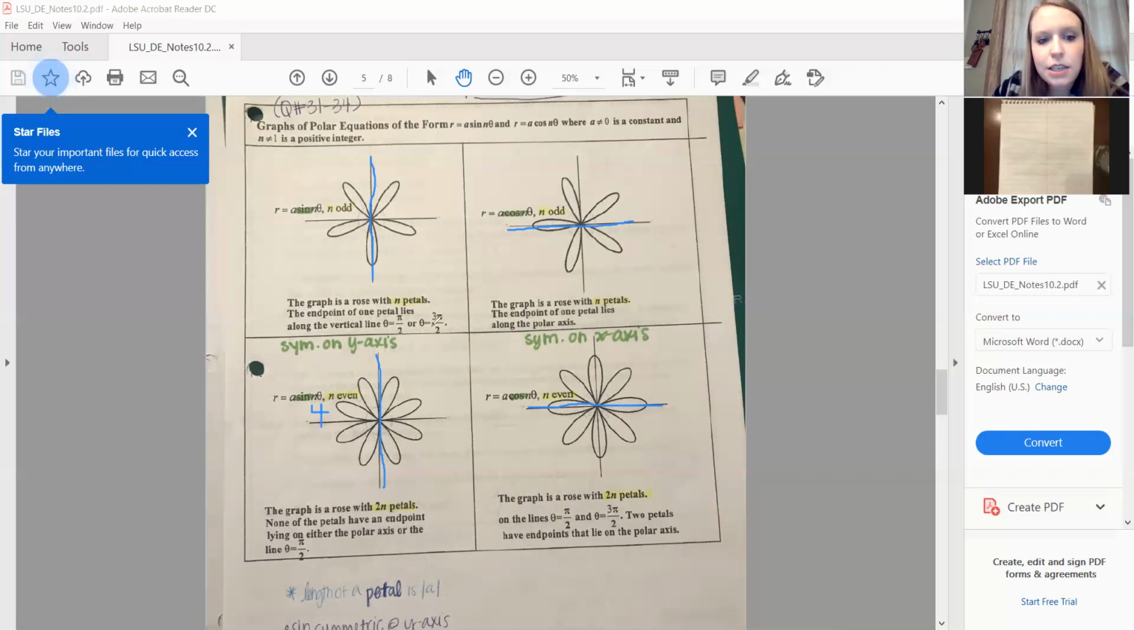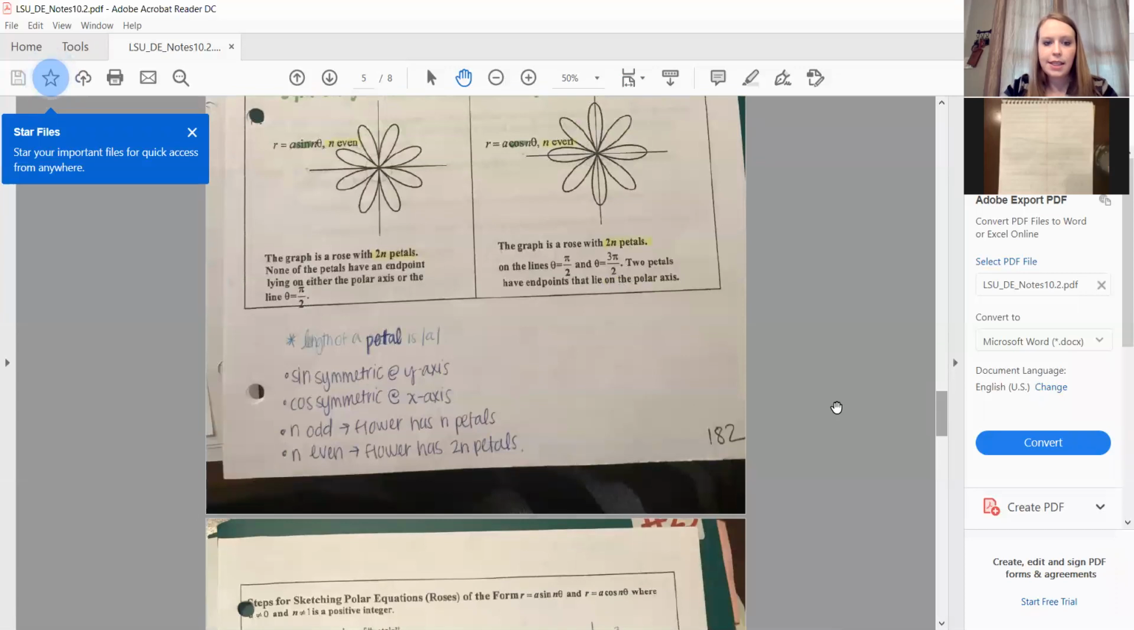So basically, this is what I said. It lines up on the y-axis, but you know that the y-axis is pi over 2 or 3 pi over 2. Here it's going to line up with either 0 or pi, depending on which one it is. Same thing down here. Let's go back and look at examples of those.